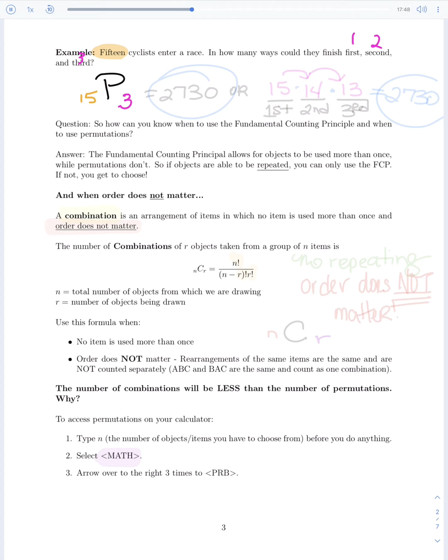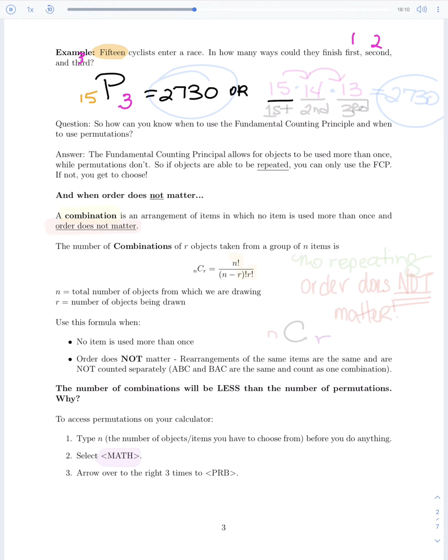So we can do that in our calculator. We can do the 15P3. And that would get us 2730. Or you can do this using the fundamental counting principle again, and you get the same answer.